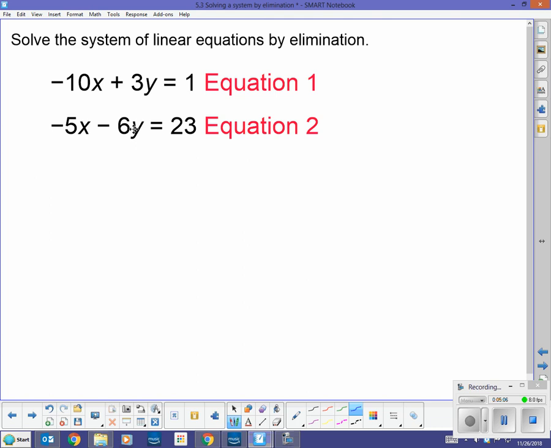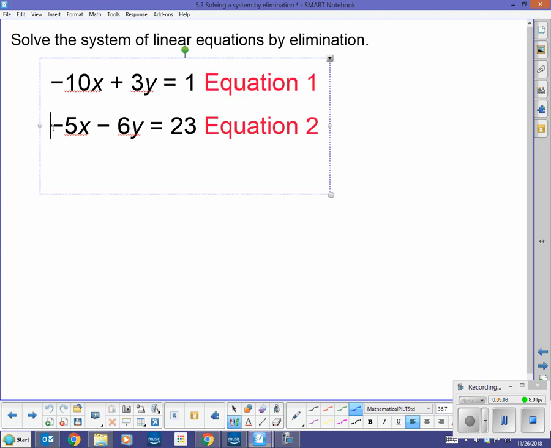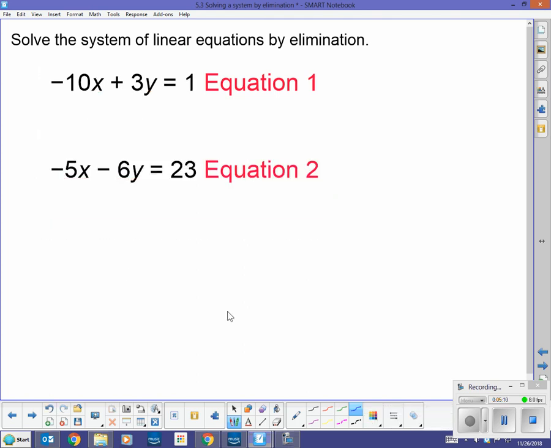Let me give myself some room here so I can work a little bit easier. Okay, so I have negative 10x and negative 5x. I've got a positive 3y and a negative 6y. I've got a 1 and a 23. Now there's a couple different options I could do here, but let's talk about this first one.